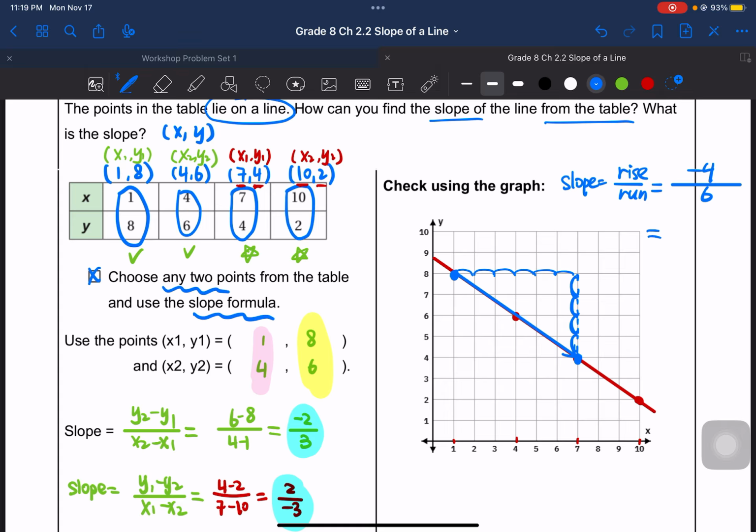So let's see, we can simplify this. Since 4 and 6 are both even numbers, you can divide them by 2. 4 divided by 2 is 2. 6 divided by 2 is 3. So you will have negative 2 over 3. And you get the same answer here.